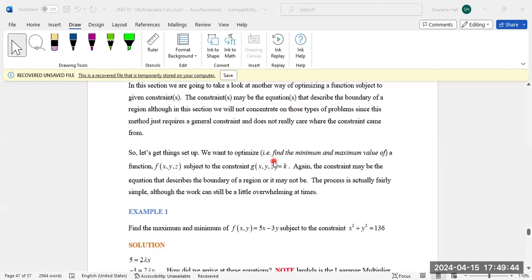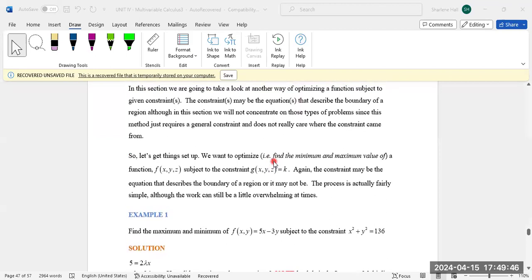So let us get things set up. We want to optimize. When I talk about optimization, it is really finding the maximum and minimum value. So if I tell you now that optimization is finding the maximum and minimum value, would you agree with me that we did some optimization questions before? Yes, sir. Okay.